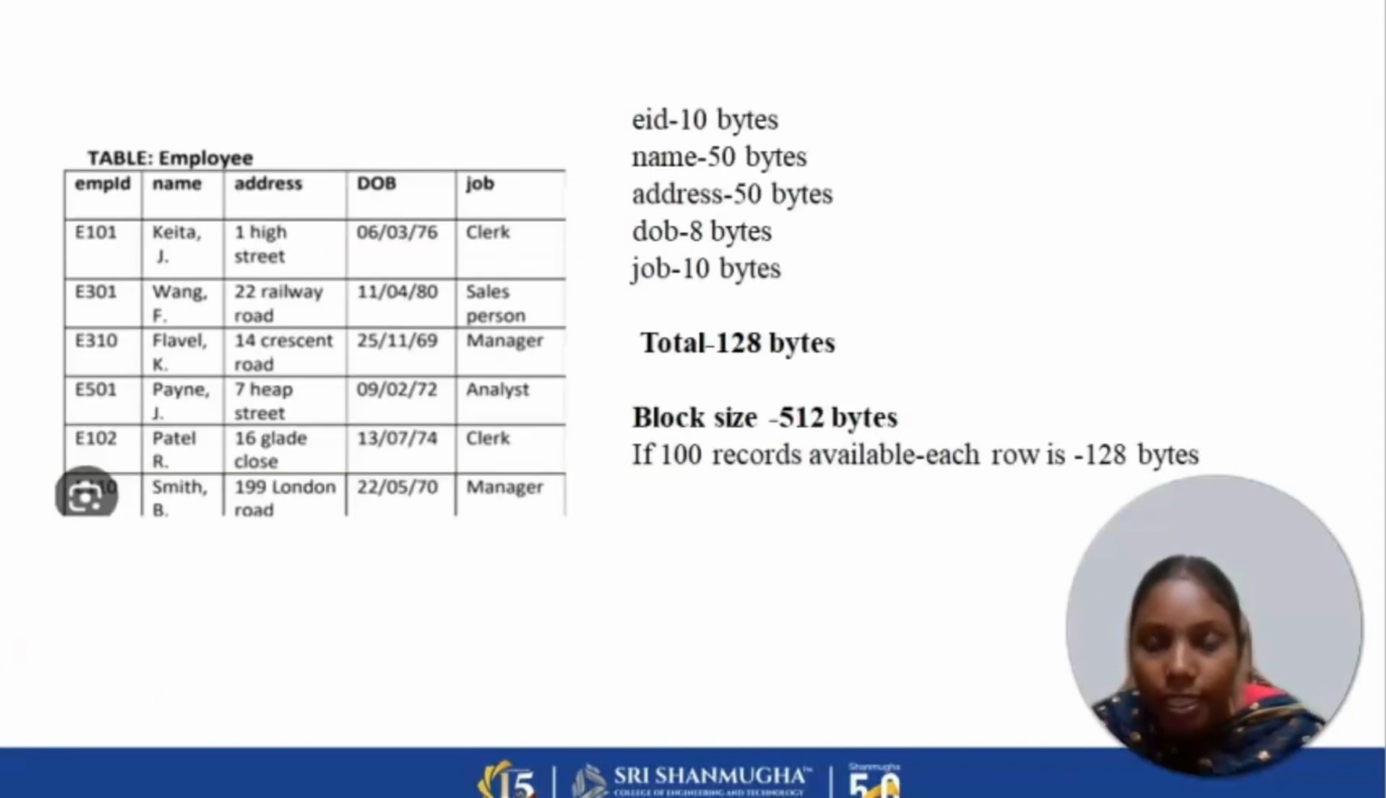For example, we can explain block sizes. I have a table. The table name is employee. The employee table has employee ID, name, address, date of birth and job. Each row has these headings or titles, which are the main things we need to create the table. The created table attributes take some bytes.